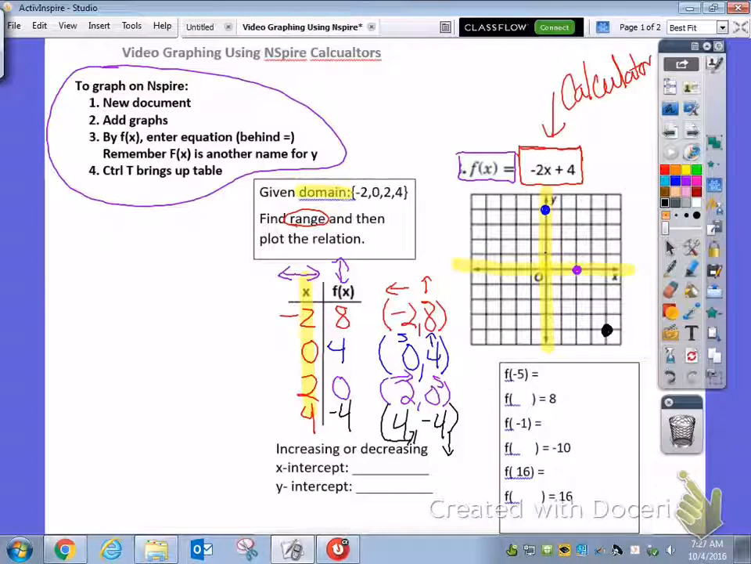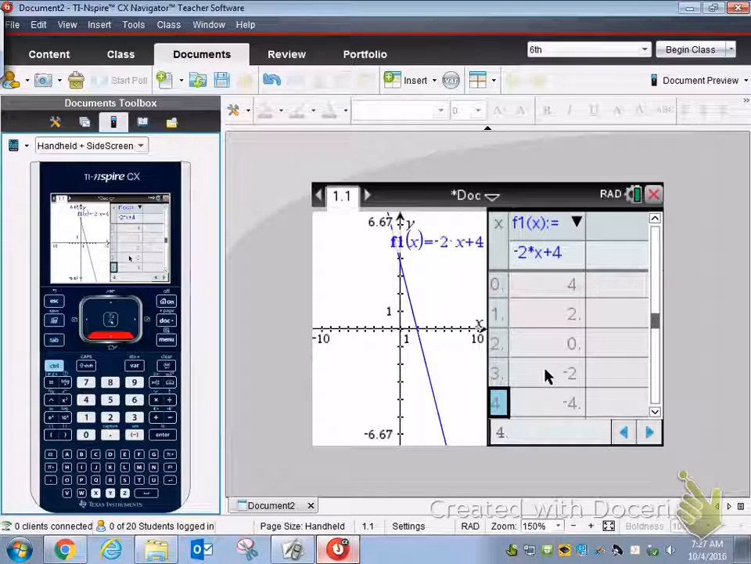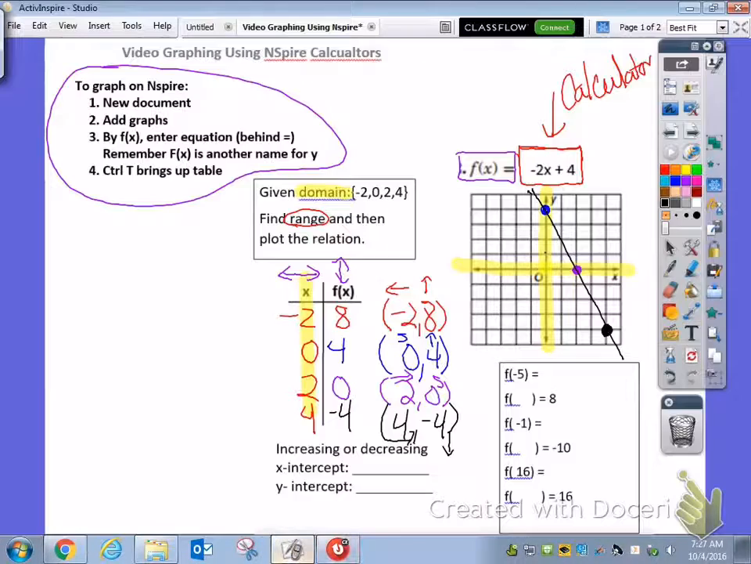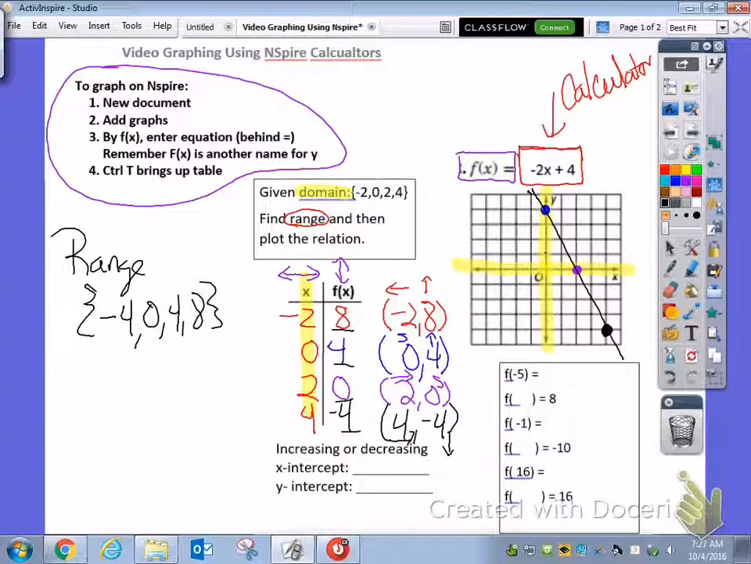Then you're going to have a ruler, and you take the ruler and you just connect your dots. There is your line, and it should look like the line up here. Now, once you get your ordered pairs, we found our range, and we plot the relation. Let's identify the range. The range in this problem was 8, 4, 0, -4. You want to go in order from least to greatest, so I'm going to go backwards: -4, 0, 4, 8. Range just means they're in the y column, so everything in the y column is my range.